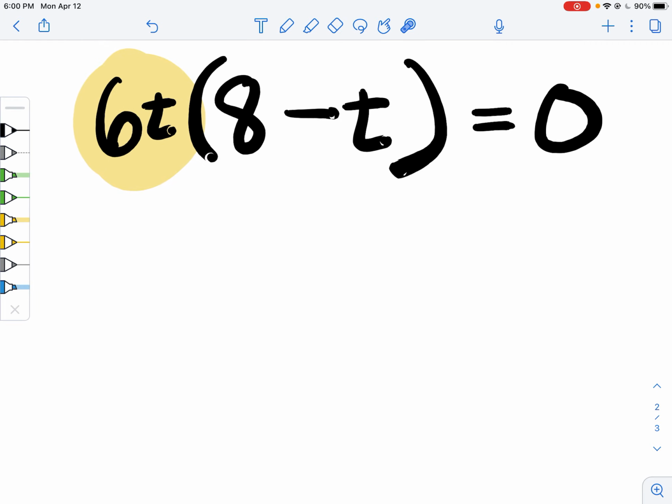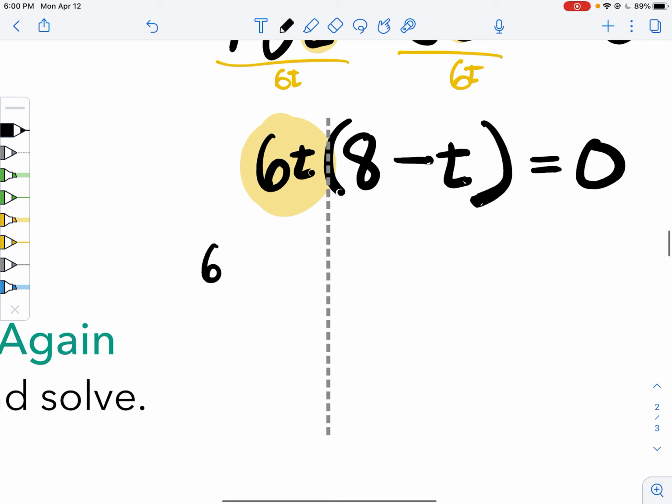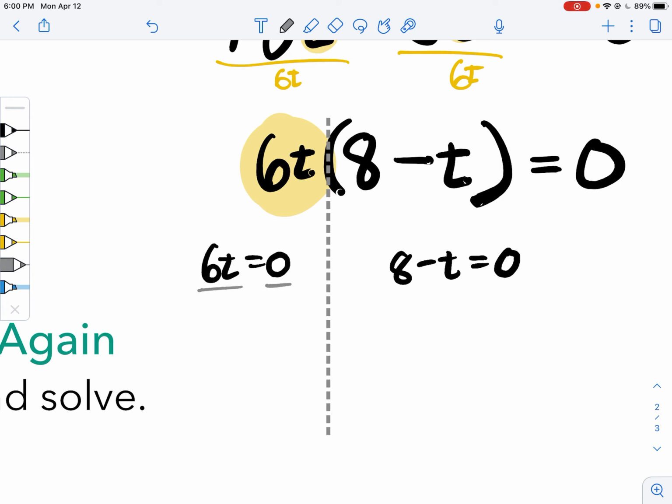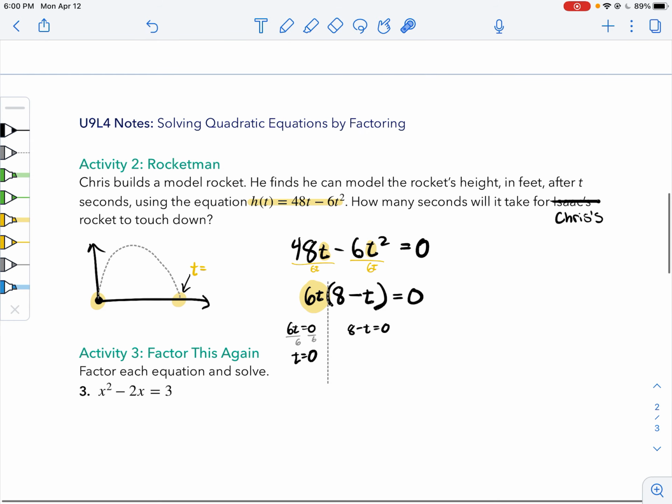now we can solve this using our zero product property. So we're going to split it up, and we'll say, well, what happens when 6t equals 0 and when 8 minus t equals 0? Well, here that's pretty straightforward. We just divide by 6 on both sides, giving us t equals 0. And that makes sense, right? Right when you launch the rocket, it's at the ground. That's what this point is right here. But that's not what we care about.